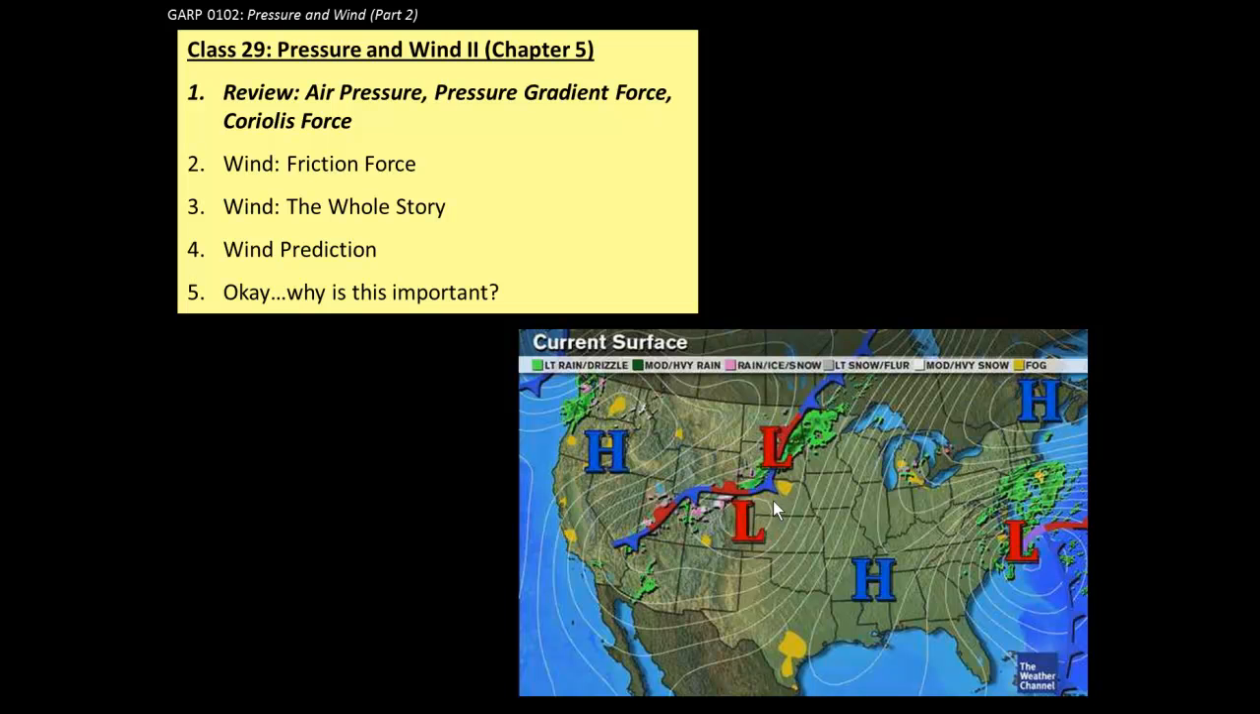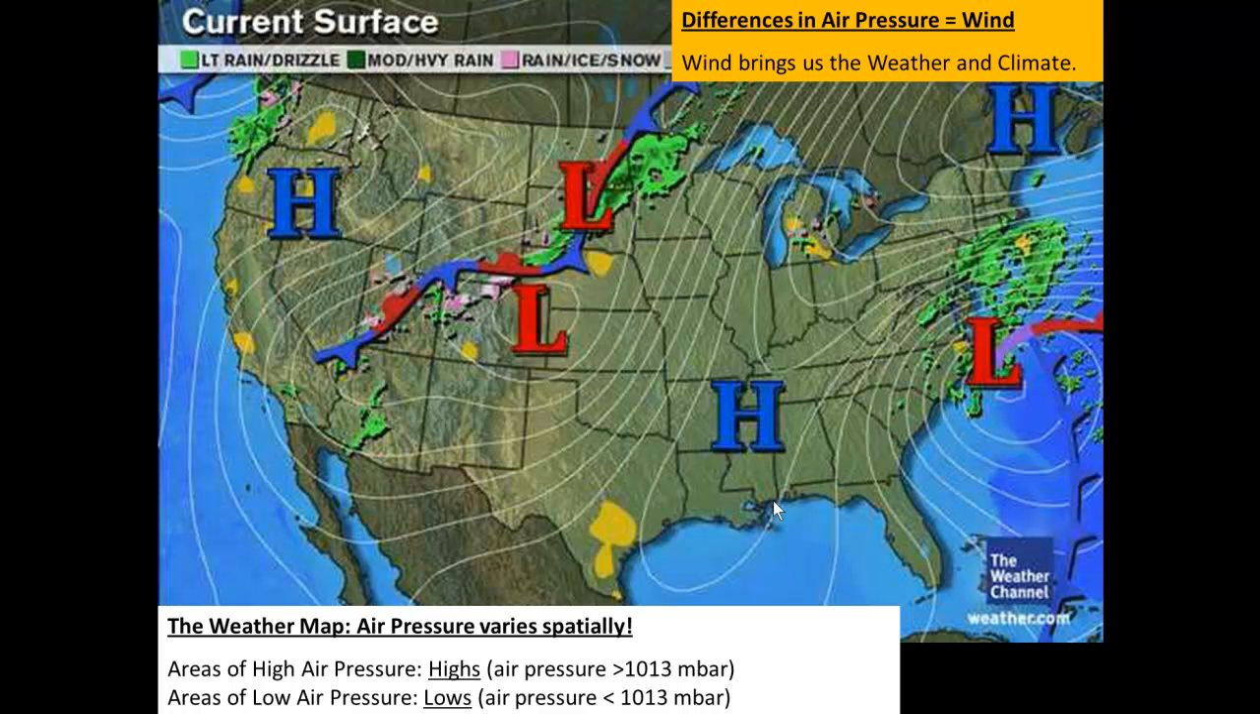Air pressure, pressure gradient force, and Coriolis force. So, differences in air pressure, that gives us wind. Wind brings us weather and climate. So that's kind of the fundamental connection, right?